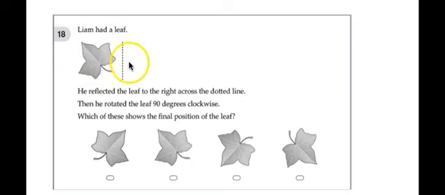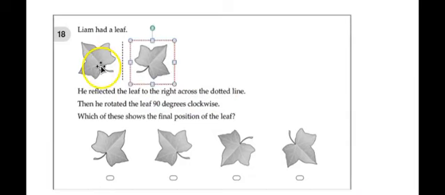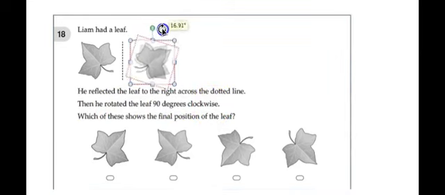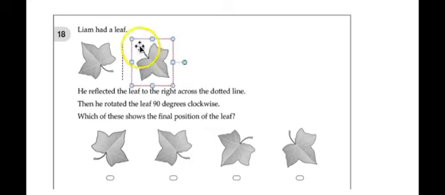Liam had a leaf, and here is the leaf, and he reflected the leaf to the right across the dotted line. So if we reflect that, so that's flipped over, we will end up with the leaf that looks like this. However, he then rotated the leaf 90 degrees clockwise. Now I'm going to rotate this 90 degrees clockwise. So we spin it clockwise 1/4 of a turn. Remember, 90 degrees is 1/4 of a turn. So you can see the 90 degrees coming up here. It's 1/4 of a turn. So then we end up with the leaf looking like that, which is this one here.